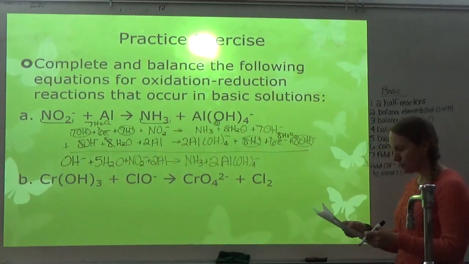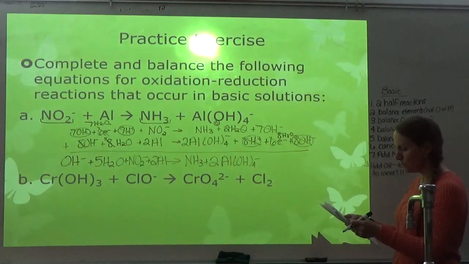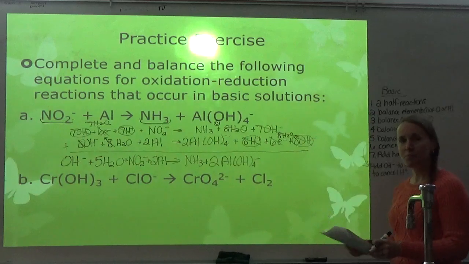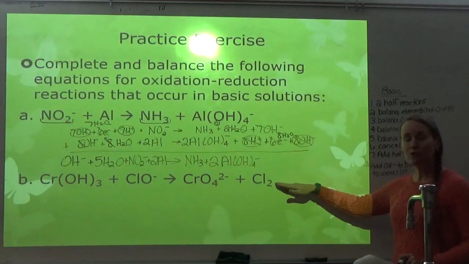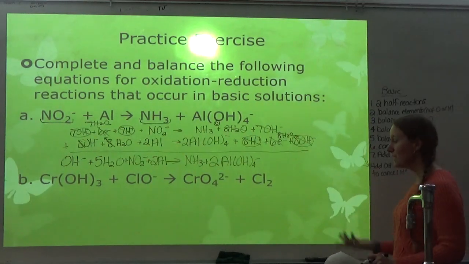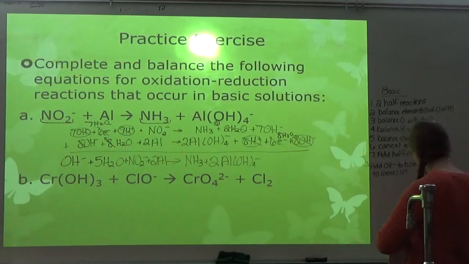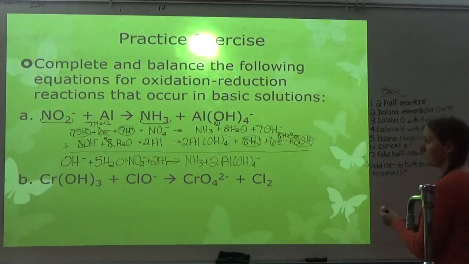Everything else canceled. Okay, so let me just double check mine real quick just to make sure. Yep, mine's all good. Alright, so if you haven't tried the bottom one, pause it, try this one, and I'll assume you've done that now, and we'll look at it together. I'm going to switch out markers real quick because this one's not that good.